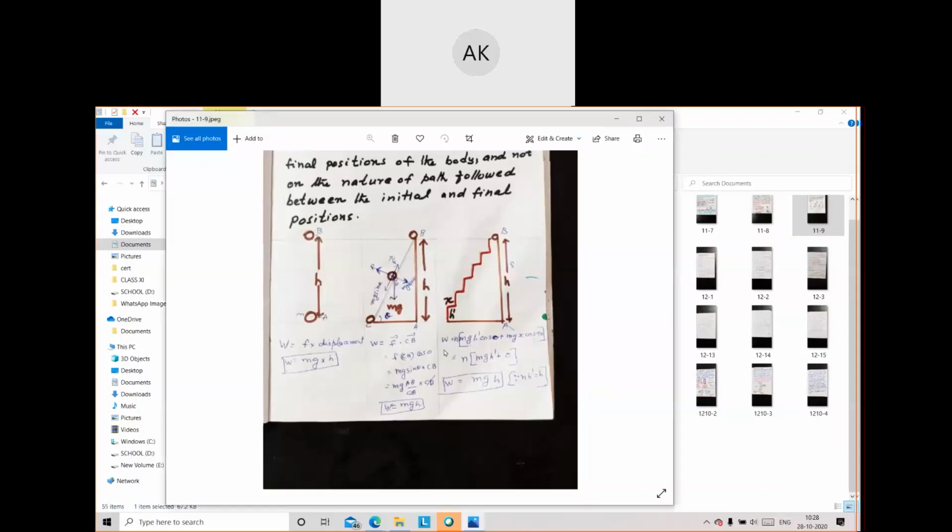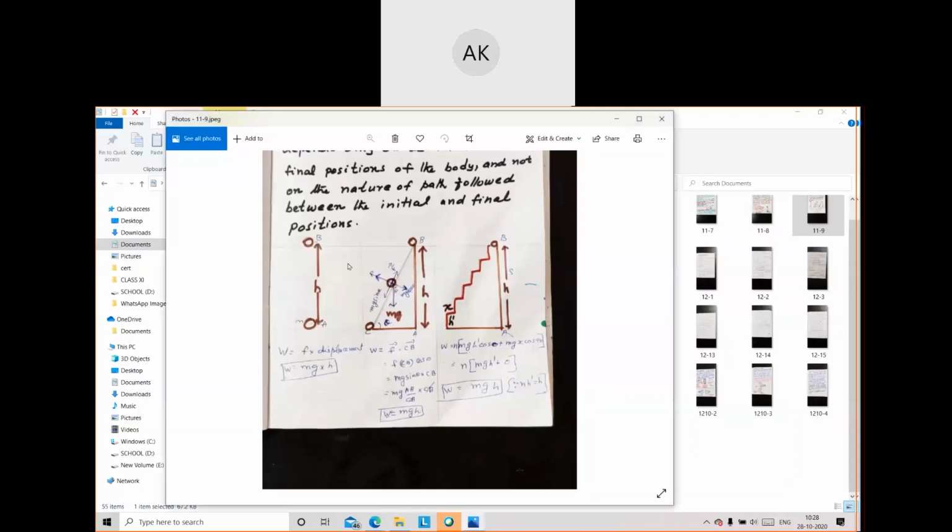So we have selected different paths to find the work done. Here, the body is taken directly upwards. In that case, work done is equal to force into displacement, mg into h.